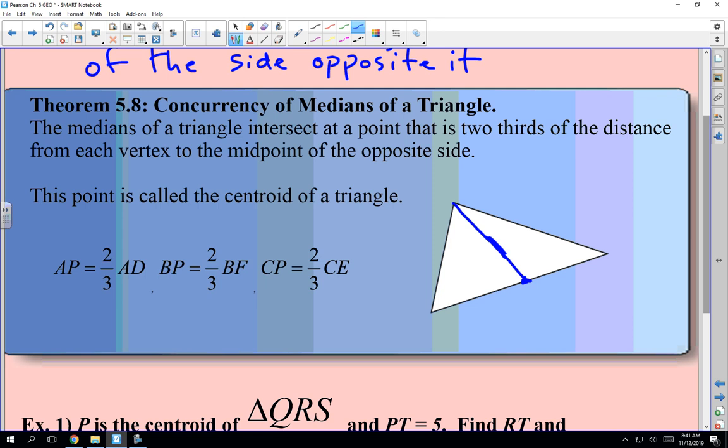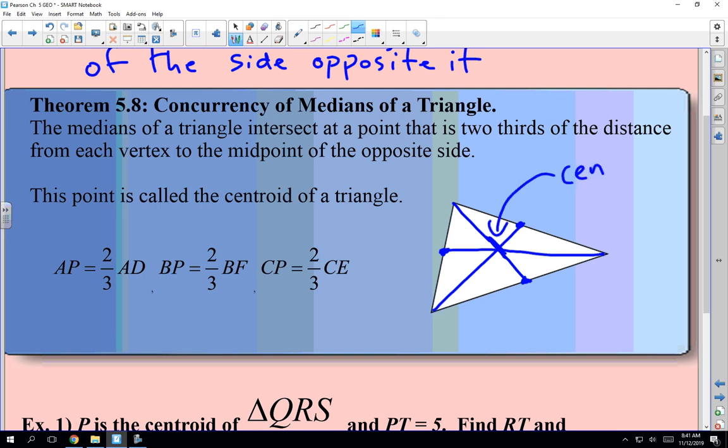Okay. So here's what this is saying. If I connected all the medians, you have to draw this in as best we can. They intersect at a point. That point is called the centroid.